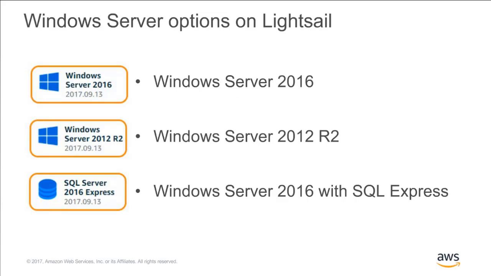So today we have 3 different pre-configured Windows Server options available on Lightsail. Again, when you see the demo, you'll see how this works and how you can select each of these. We have 2 versions of Windows Server, 2016 and 2012 R2. And these are like our Linux operating systems. You select it within the create process, and a few clicks later, you have a fully configured server up and running and ready for you to use.